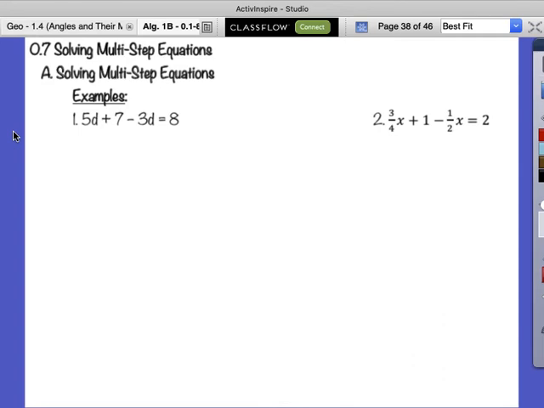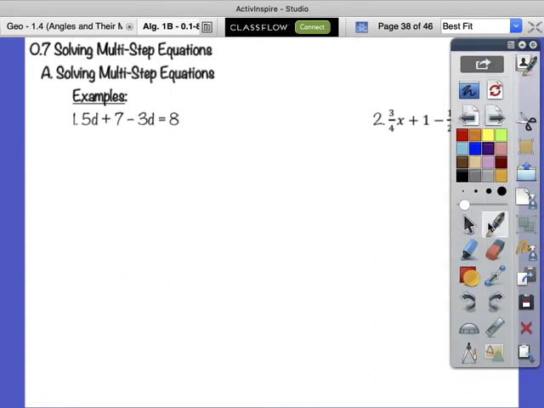Try to get rid of them. How? Combine like terms. How do we know if something's a like term or not? Same variables to the same powers. Are these like terms? Yeah, they are, aren't they? They're both d to the first. So we can combine them.